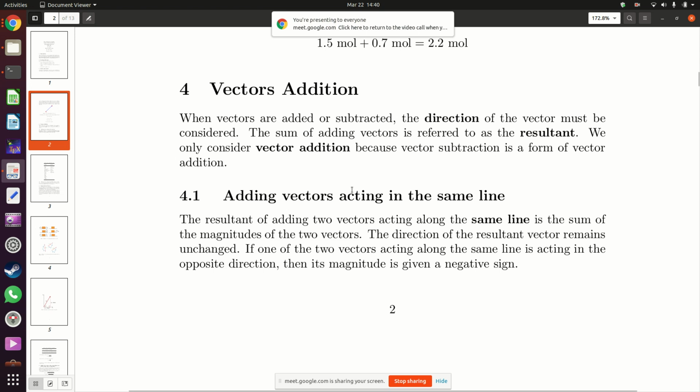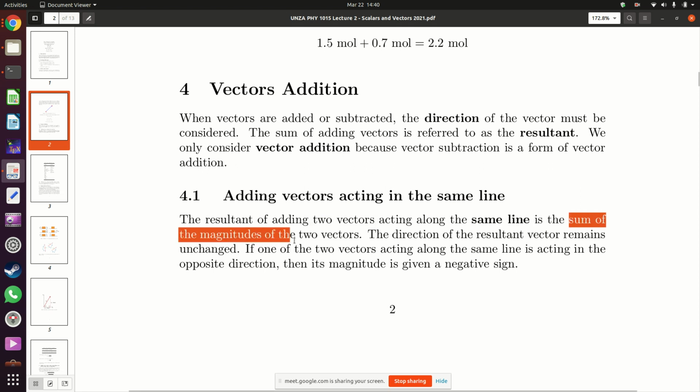So this takes care of the size of the vector, because remember, a vector has two things: magnitude and direction. If the vectors are acting along the same line, meaning they're pointing in the same direction or they're parallel to each other, you just add them. When you add the magnitudes of the two vectors, you get the magnitude of the resultant, so you get the size. That's one part of the puzzle. The next bit is the direction. In which direction is the resultant? This here says the direction of the resultant remains unchanged.